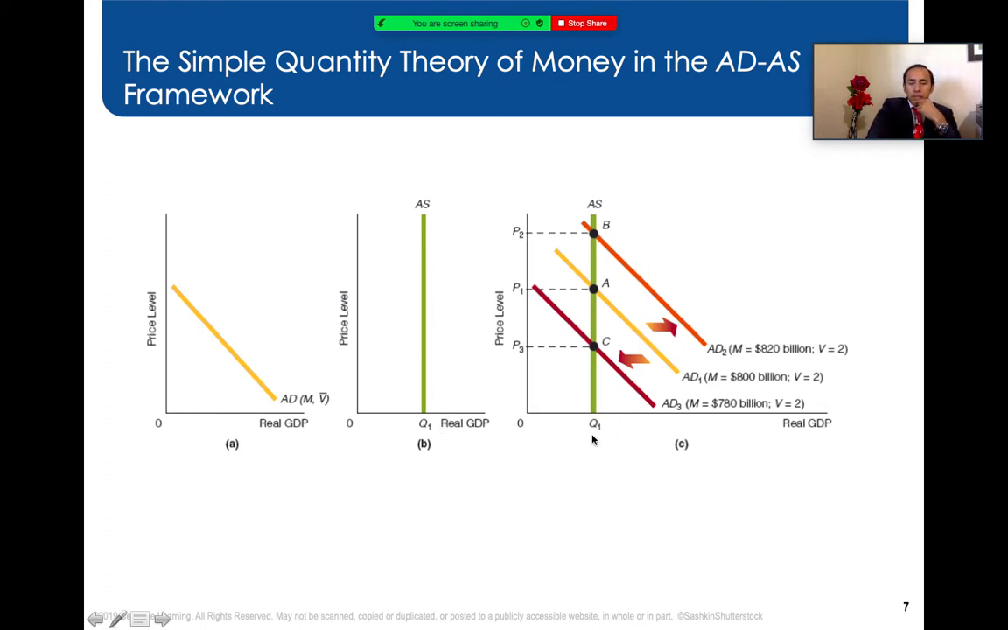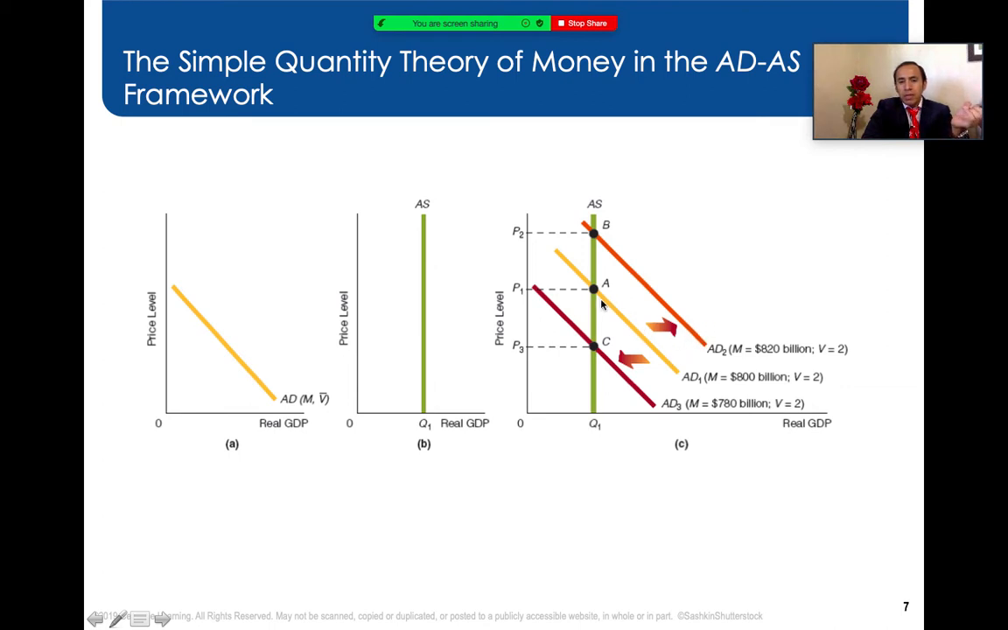Model C indicates that aggregate demand is going to be dependent on the money available, which is 800 billion, and the velocity of money, which is V2, velocity of 2. Money travels through the economy twice as much. If there's an increase in the money supply, as specified earlier, from 800 billion to 820 billion, or an increase in the money supply by 20 billion, it is going to increase aggregate demand.